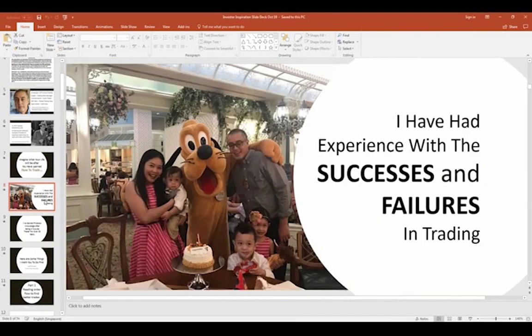Now, I've had many successes and failures in trading. I don't want to say spectacular losses, but I've had six-figure losses. I've also had nice gains, and over the years the gains are better than the losses. I put this picture here because this is me with my wife and kids. This year we went to Disneyland, and if you're successful at trading, it gives you the freedom to do what you want. And I got to that point.